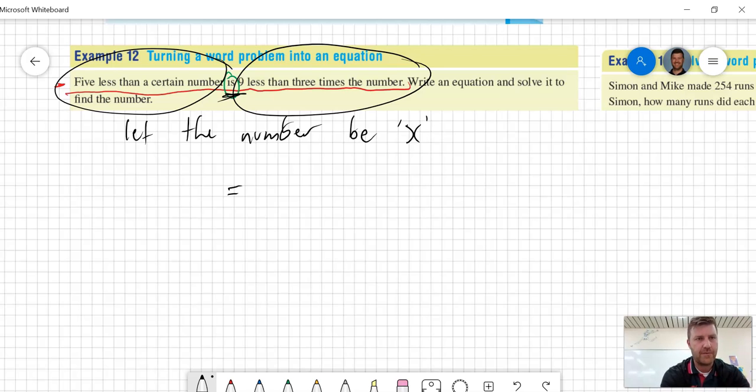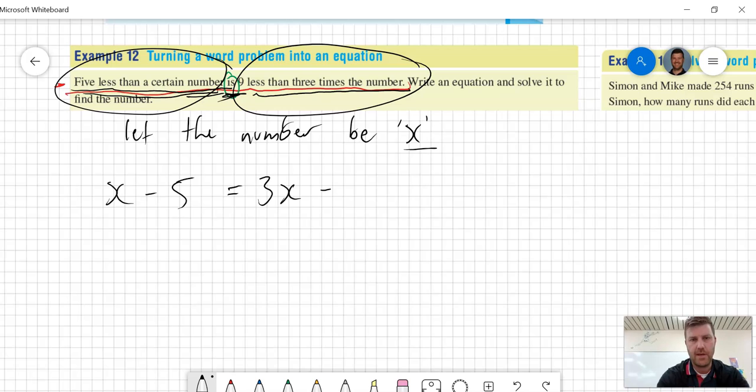So on the left-hand side, I've got 5 less than a certain number. We've already said that number is going to be x, so 5 less than x is represented as x take 5. Okay, and that is equal to 9 less than 3 times the number. 3 times the number is 3x, and 9 less than that is 3x take 9. Okay, there's our equation. Now let's go ahead and solve it.